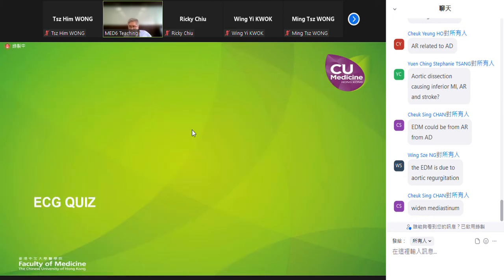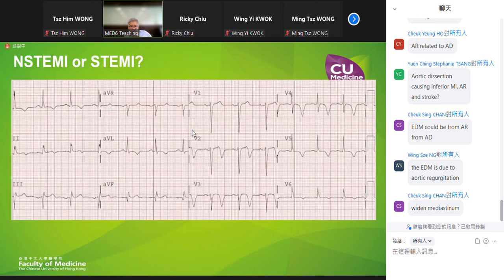Okay, so this is four cases. Just a quick few quizzes, and we'll call it a day. Just to throw in a few ECGs. Very quick, try to be rapid fire because I'm running out of time.